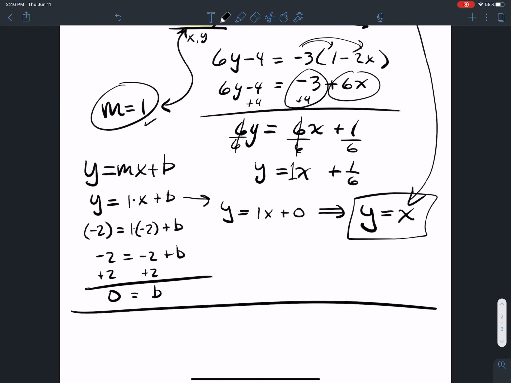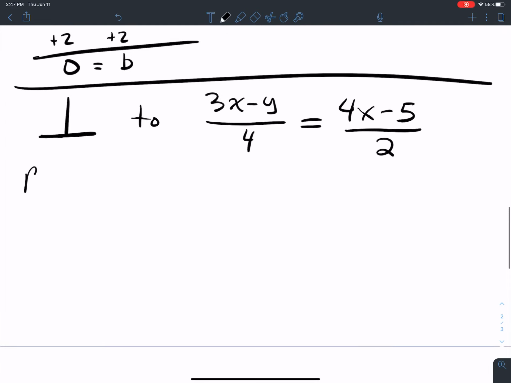Now, what if instead I wanted to find the line that was perpendicular to (3x - y)/4 = (4x - 5)/2?